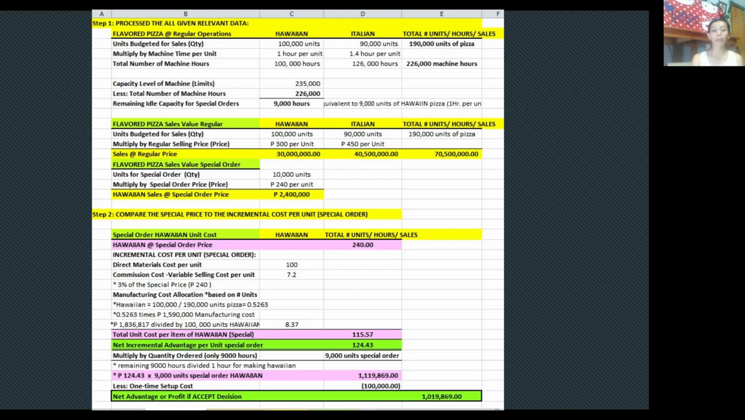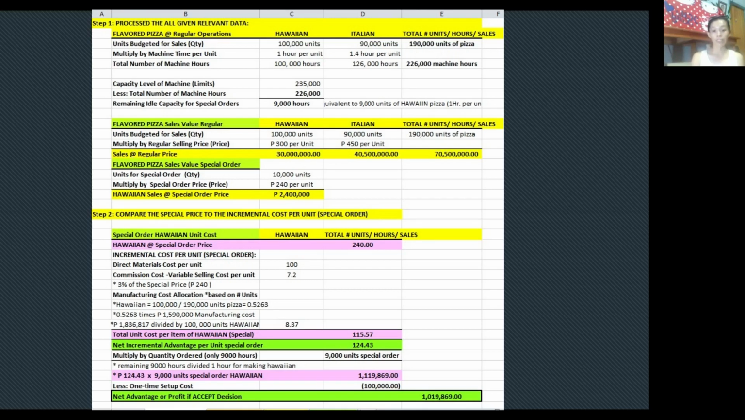So step number 2, compare the special price to the incremental cost per unit of the special order. This is our decision rule, the checklist: if the special price is greater than the incremental cost of offering the special order, then go with the accept decision. So here, our special price offered is 240 per unit. Here we will be comparing it to the incremental total unit cost per item, if we will be accepting the special order.